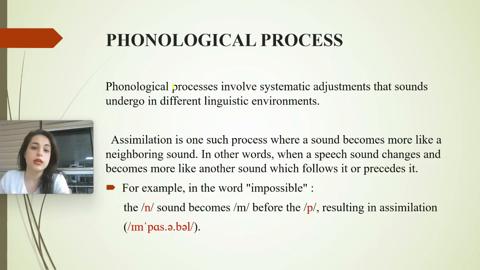Phonological processes involve systematic adjustments that sounds undergo in different linguistic environments. Assimilation is such a process where a sound becomes more like its neighbor's sound. In other words, when a speech sound changes and becomes more like another sound which follows or precedes it. For example, impossible. The n becomes m before the p, resulting in assimilation: impossible.